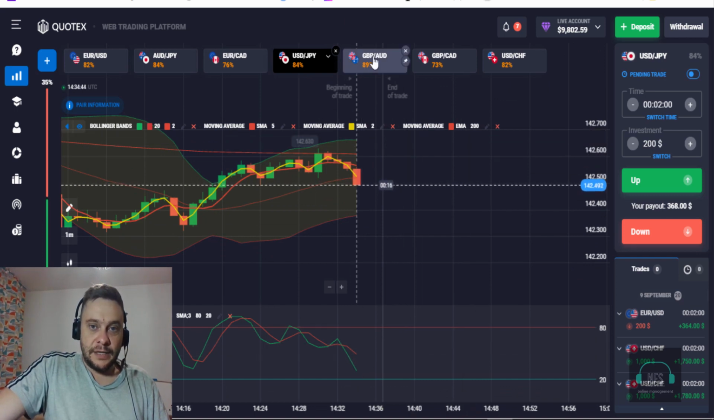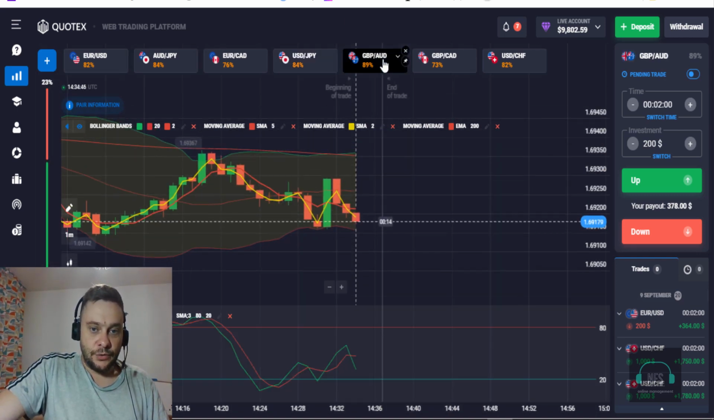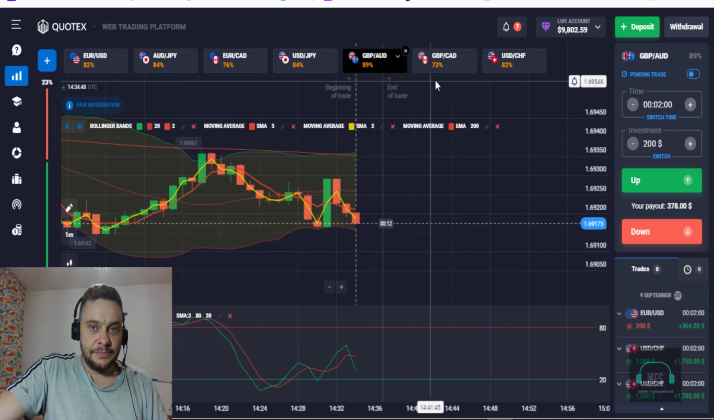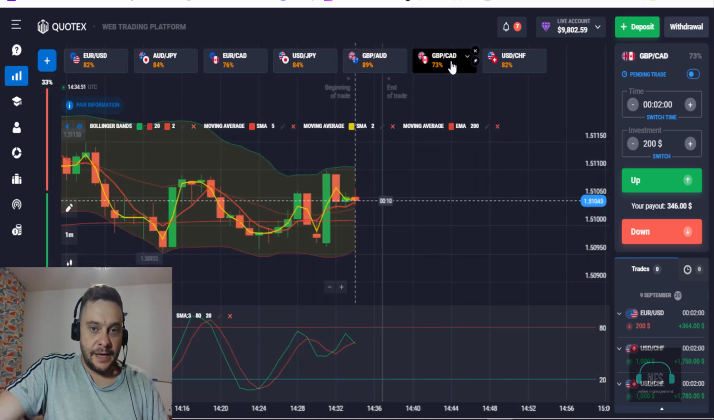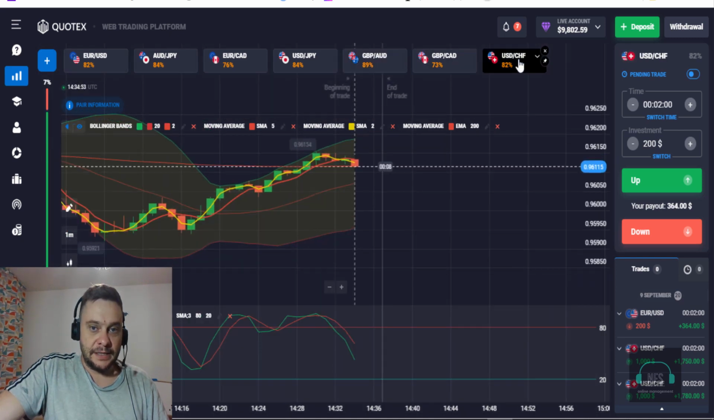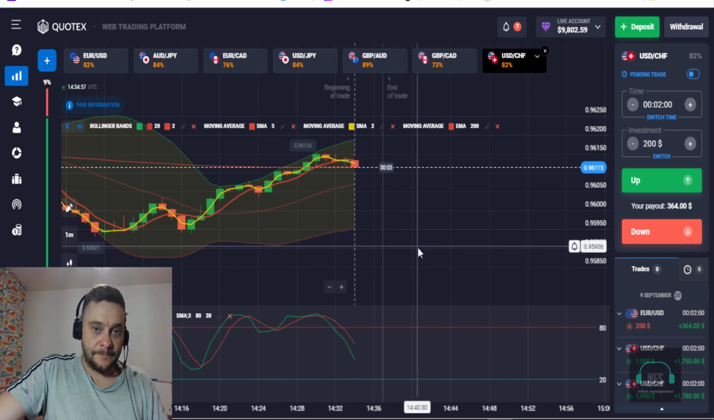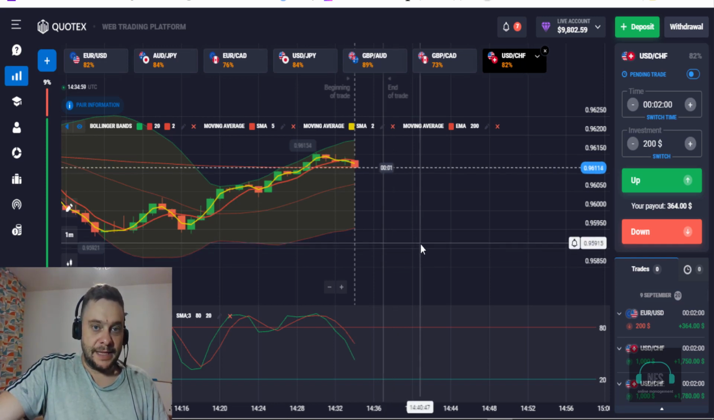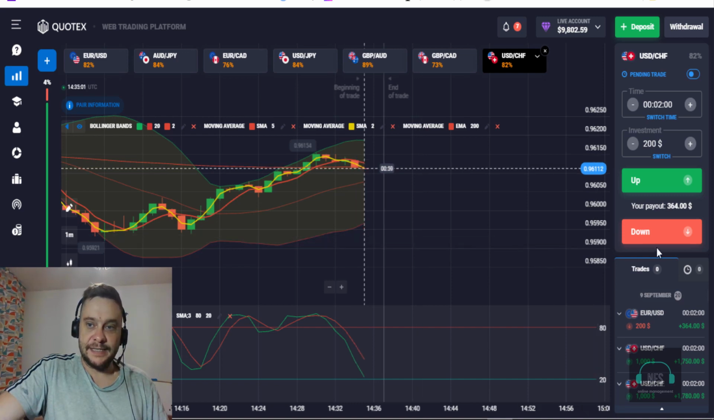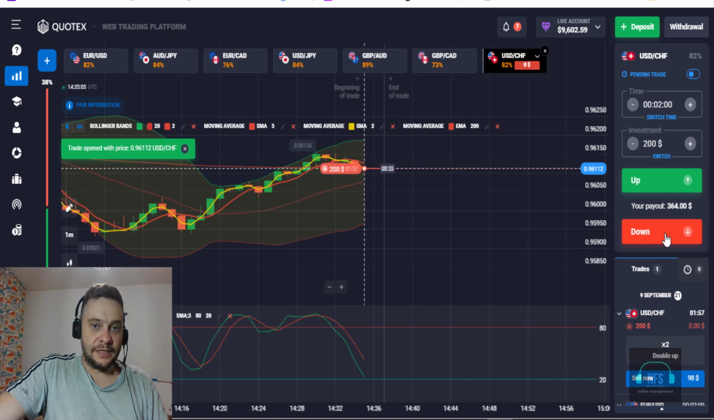Still here, we're not in a good market condition to place a trade. GBP AUD the same, with GBP Canadian dollar, US dollar Swiss franc. Here on US dollar Swiss franc, we might trade a sell. Let's place a down trade here on US dollar Swiss franc.